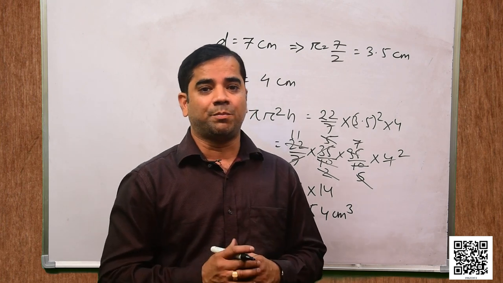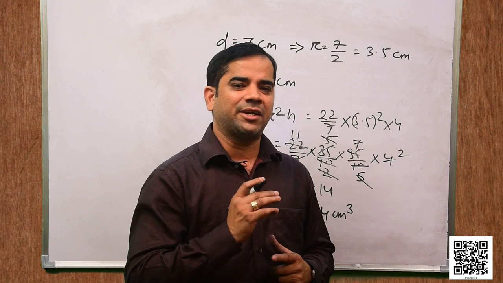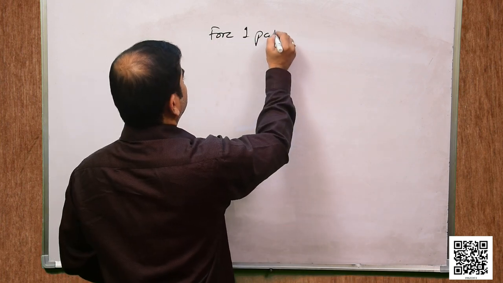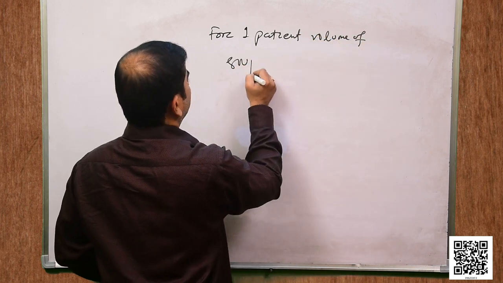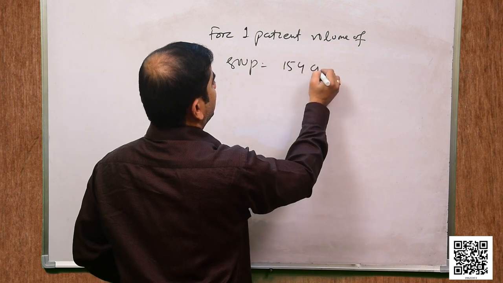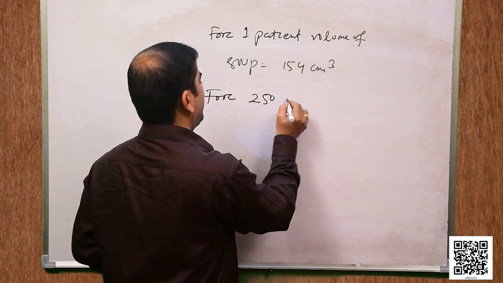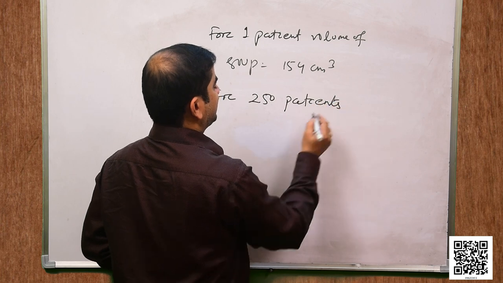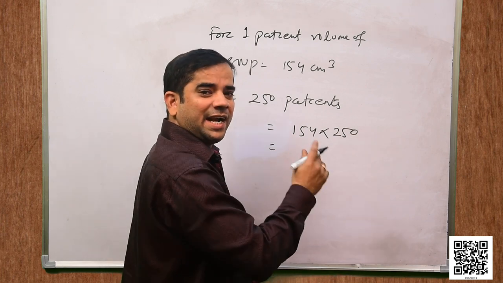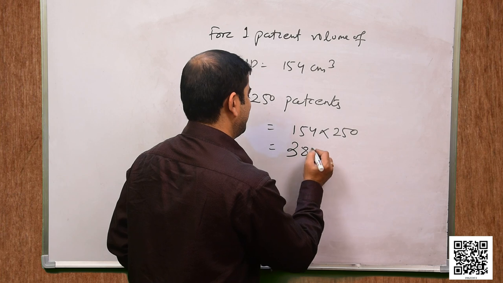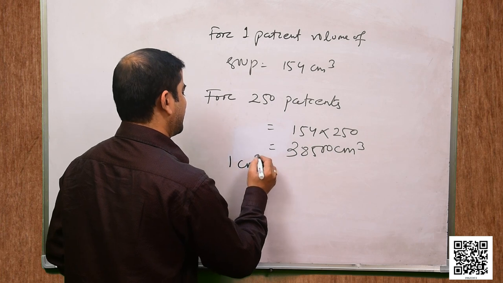That means the amount of soup the hospital has to prepare daily for one patient is equal to 154 centimeter cube. For one patient, volume of soup is equal to 154 centimeter cube. So students, for 250 patients, that will be equal to 154 into 250, that is 38500 centimeter cube.